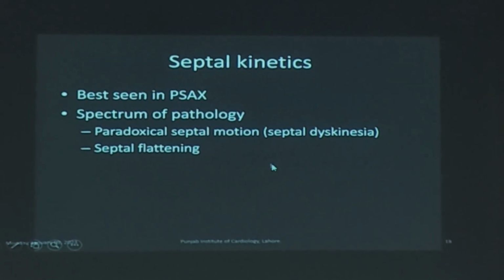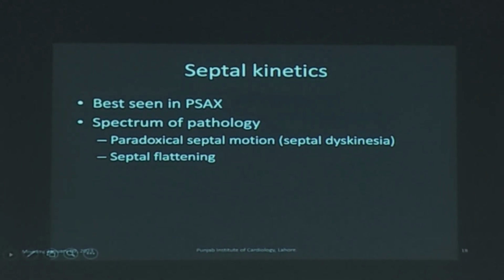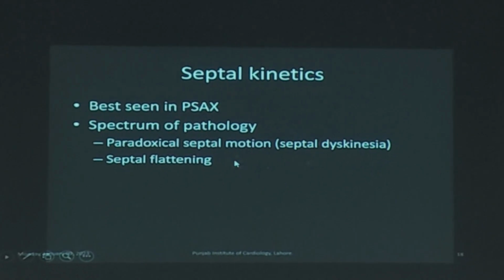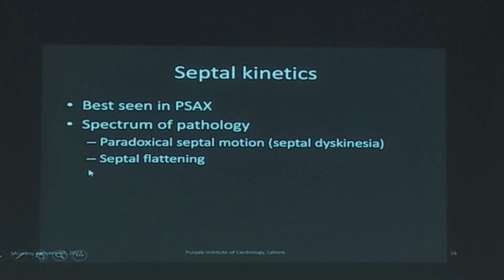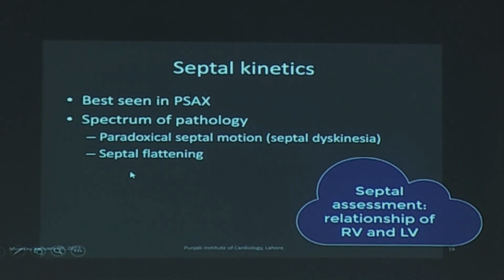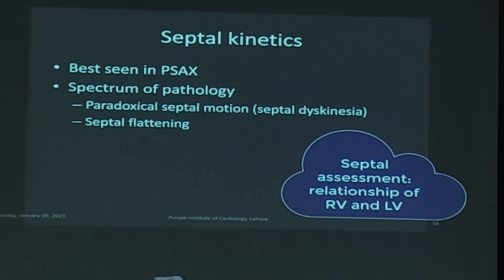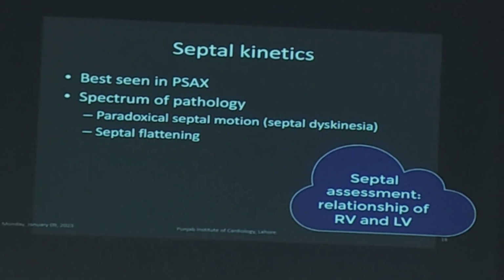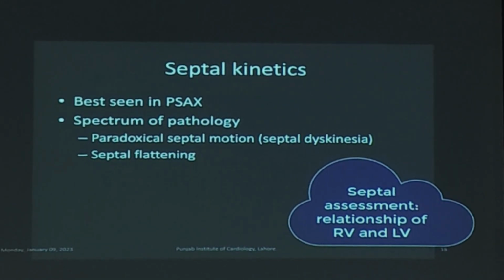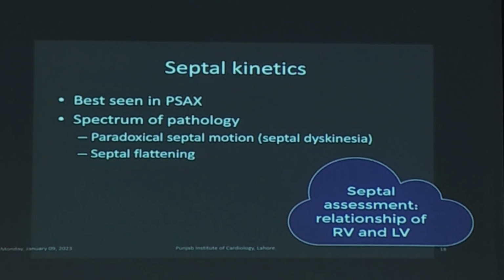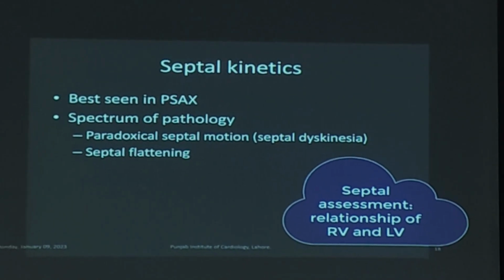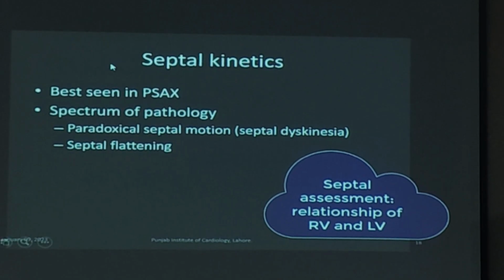Septal kinetics also can give us an idea, because the septum is also part of the RV. It can tell us about dyskinesia and septal flattening, which is a very important concept regarding overload and pressure load in the RV. If the pressure in the RV is increased, the septum will flatten during systole toward the LV. If it is volume overload, the septum will be displaced toward the LV in diastole. So pay a crucial amount of time to look for the septal kinesis.